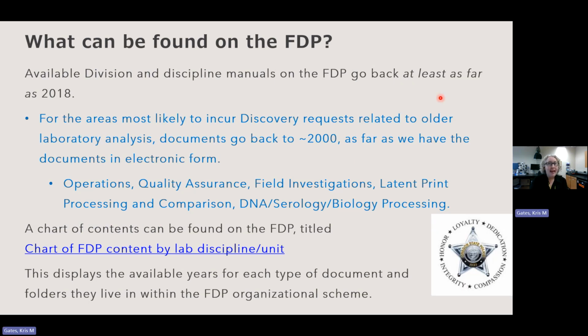So let's talk more about what can be found on the FDP. All available division and discipline manuals on the FDP go back at least as far as 2018. So we're talking about at least 5 or 6 years ago. For those areas of our lab that are most likely to incur discovery requests related to older lab work, our documents will go back to approximately 2000. This is as far as we have documents in electronic form.